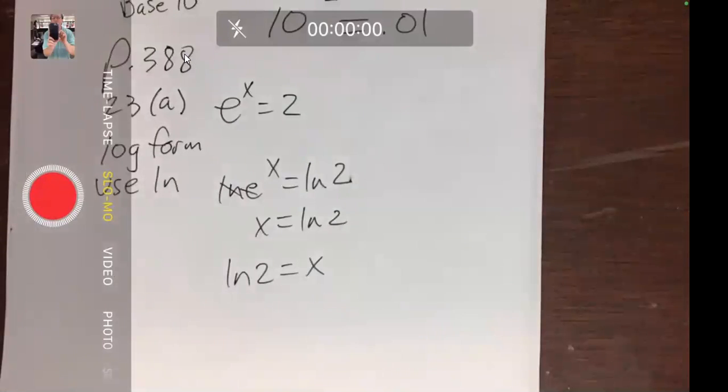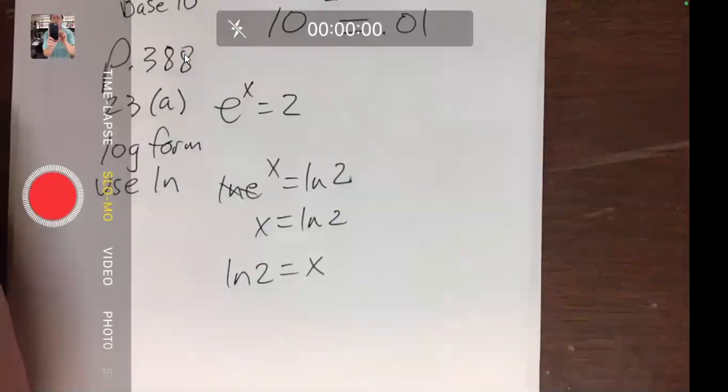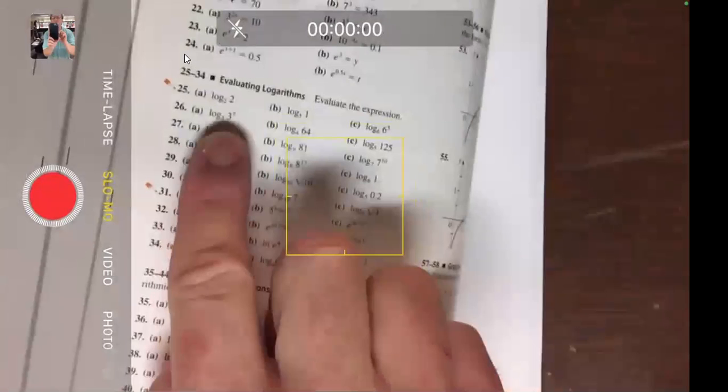Anybody have any questions or anything off the web assign? I hate to show you stuff you already know, but I don't really have much choice. Want to see something from the next section? That would be about evaluating logarithms. Sure, okay.